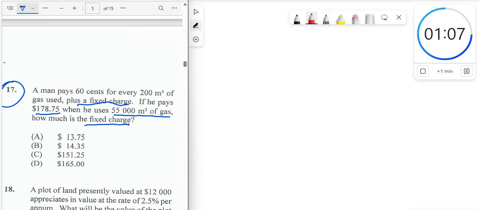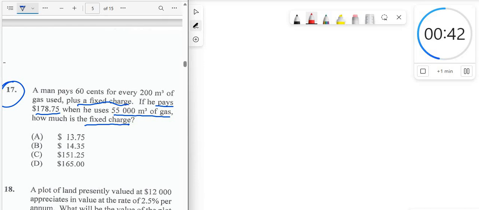Yeah. He pays $178.75 when he uses 55,000. So the amount he pays will always include the fixed charge. But what amount would it be for 55,000 cubic meters of gas used?